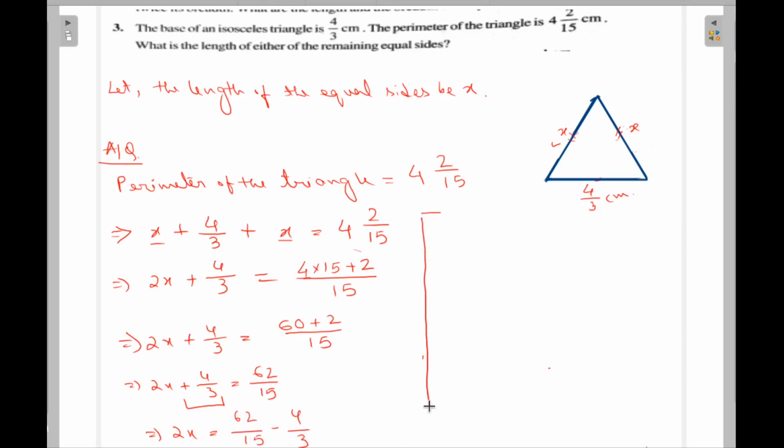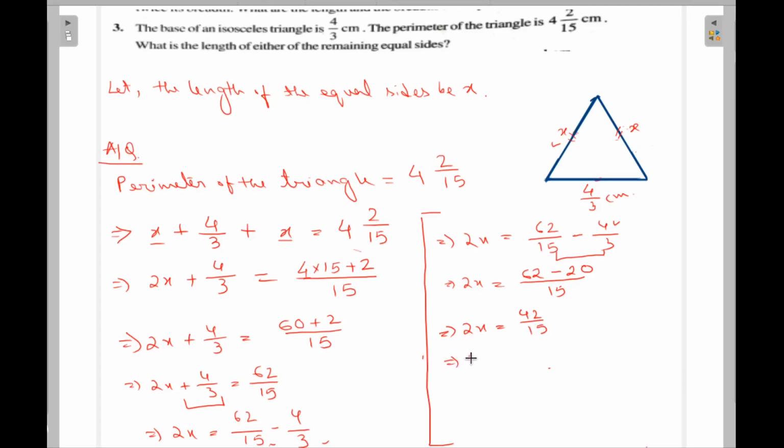Now we will do the calculation part. So this implies 2x equals, the LCM of 15 and 3 is 15 only. Let me write it here again for you. 4 by 3, so this implies the LCM will be 15. The LCM of 3 and 15 is 15. So it will be given as 62 minus, and this is 15. So we have to multiply it by 5, so 20. So 2x equals 42 by 15.